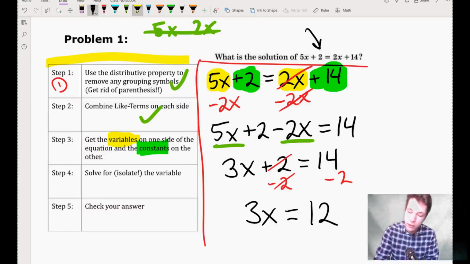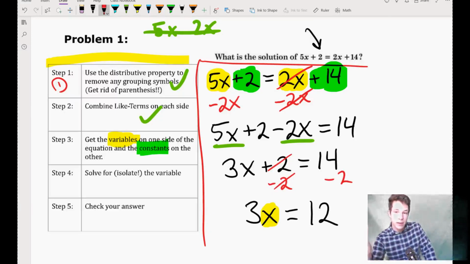Okay, and now we're getting closer and closer to that step 4. We're getting closer and closer to isolating that variable. The last thing we need to do is realize, okay, well, what is happening to x and what do I need to do to get it by itself?